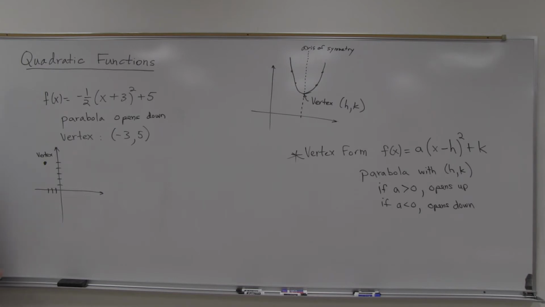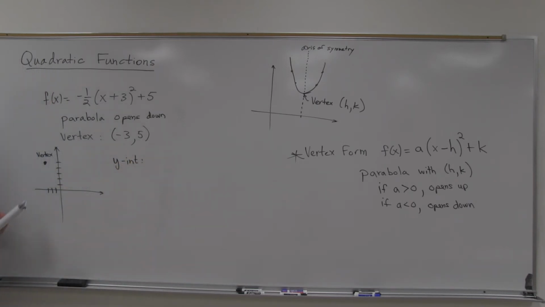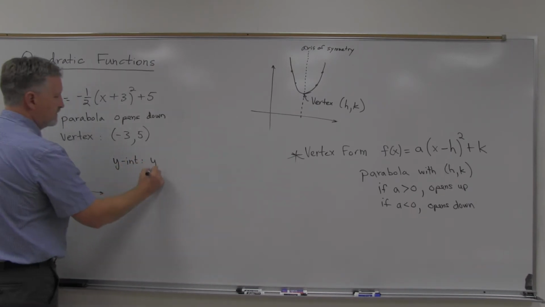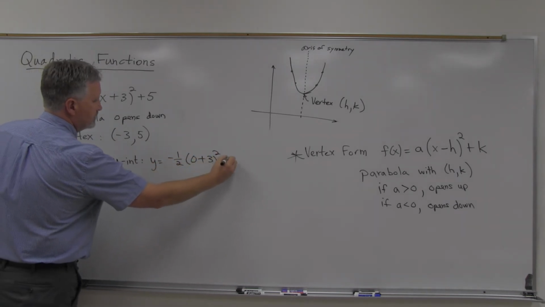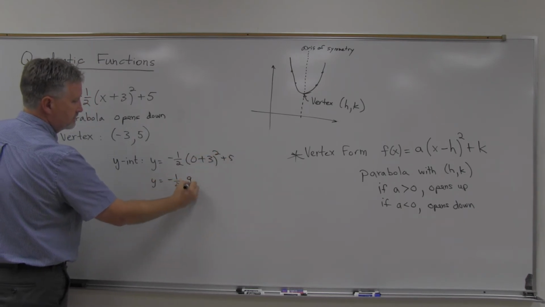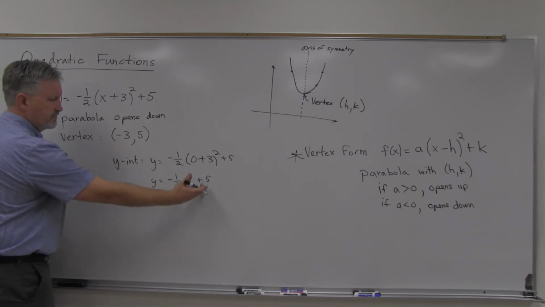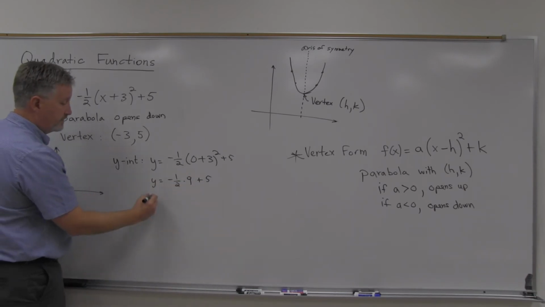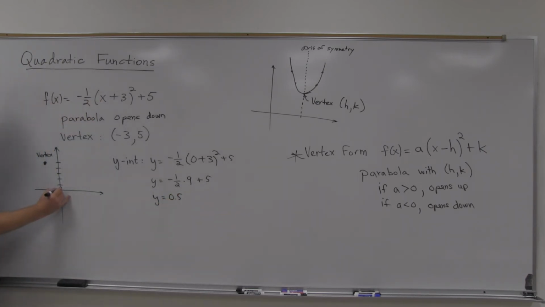Like I said, the other thing I'll have you do graph-wise here is the y-intercept, because it's not too bad to get, usually. Make x 0. So we've got negative 1/2 times 9. What does that make it? That'd be negative 4.5, so plus 5 is 0.5, or a half. So the y-intercept is 0.5, and it's going to cross the y-axis at 0.5.